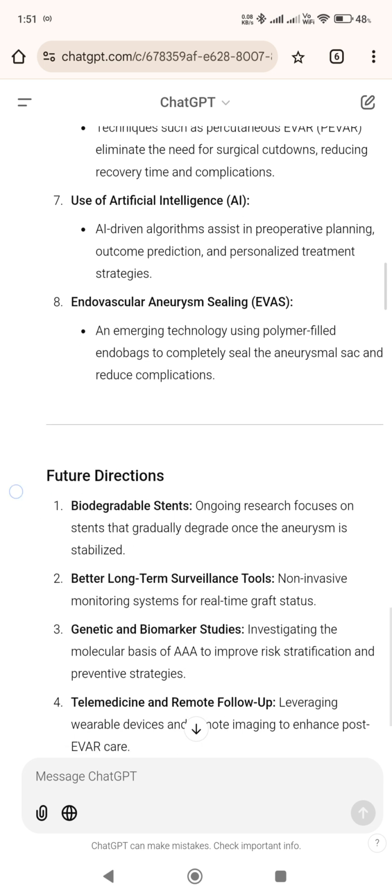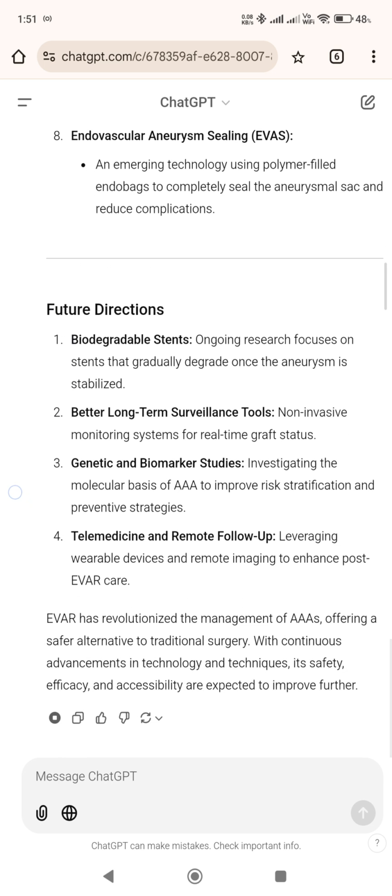Future directions. 1. Biodegradable stents. Ongoing research focuses on stents that gradually degrade once the aneurysm is stabilized. 2. Better long-term surveillance tools, non-invasive monitoring systems for real-time graft status. 3. Genetic and biomarker studies, investigating the molecular basis of AAA to improve risk stratification and preventive strategies. 4. Telemedicine and remote follow-up, leveraging wearable devices and remote imaging to enhance post-EVAR care.